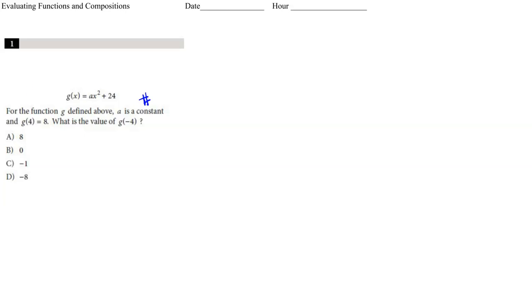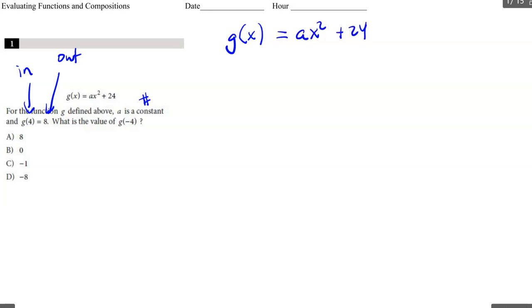So remember, when you're doing these functions, this 4 is kind of the input, and the 8 is the output. So we have g of x equals ax squared plus 24, and they tell us that equals 8. So when they tell us g of 4, that means that wherever you see an x, you put parentheses in there, and you replace it with the 4. All right, so we end up with an equation that we can solve.